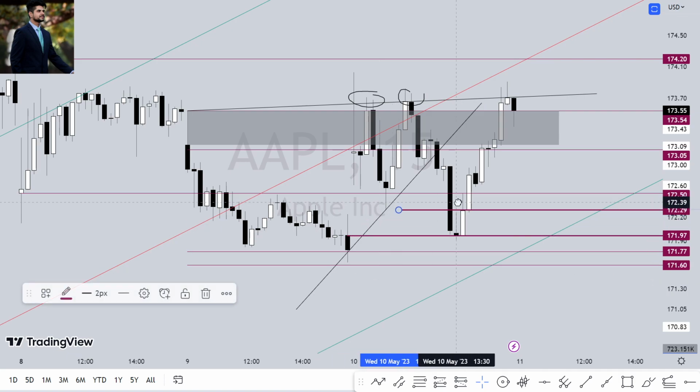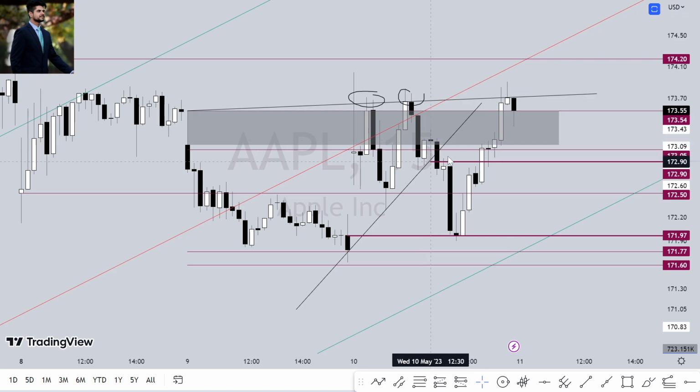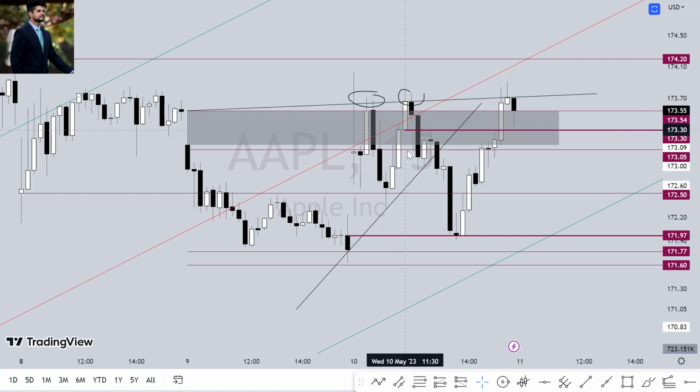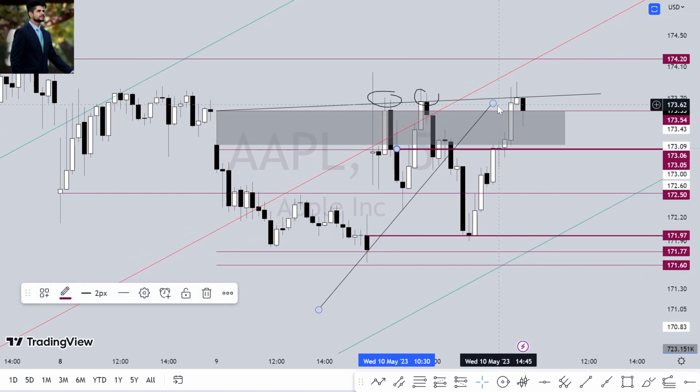This one would have been the target, and this was my entry around here. You could say 173, or exactly 173. And my stop loss was around here, 173.56.